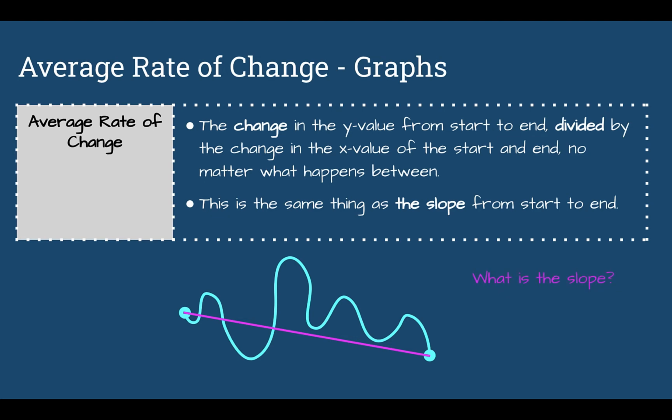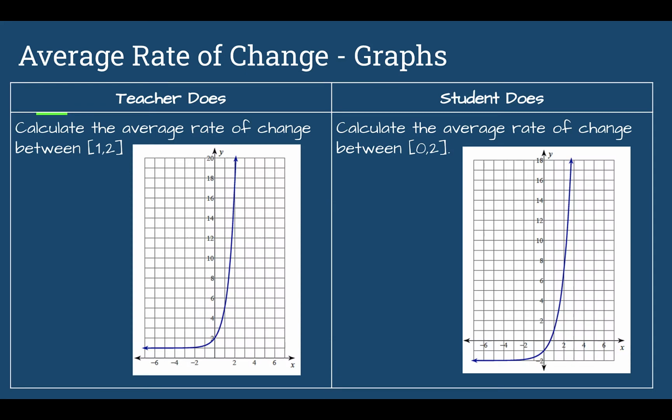So what is that slope? To find that, you would figure out how many up or down did it go and then how many to the right. So in this graph, it went down a certain amount and then another amount to the right. And we would just divide those two. So we're just figuring out the slope from the beginning to the end. Let's look at a few examples of functions that are already graphed.